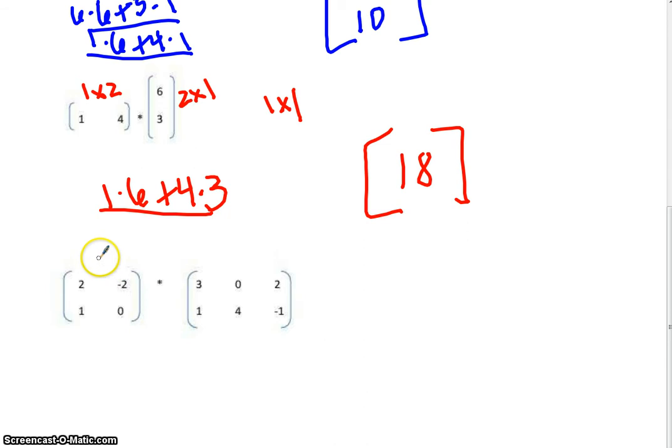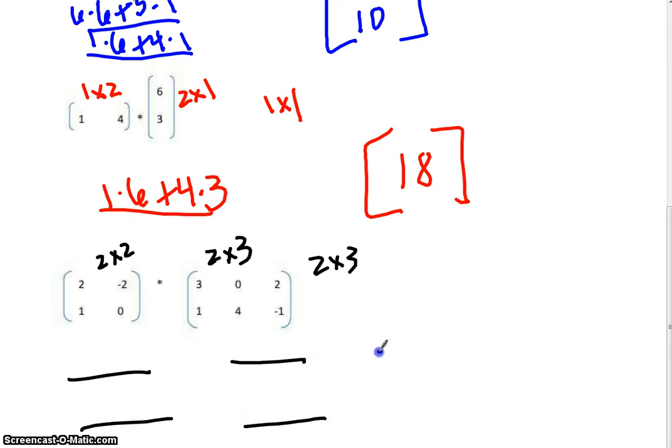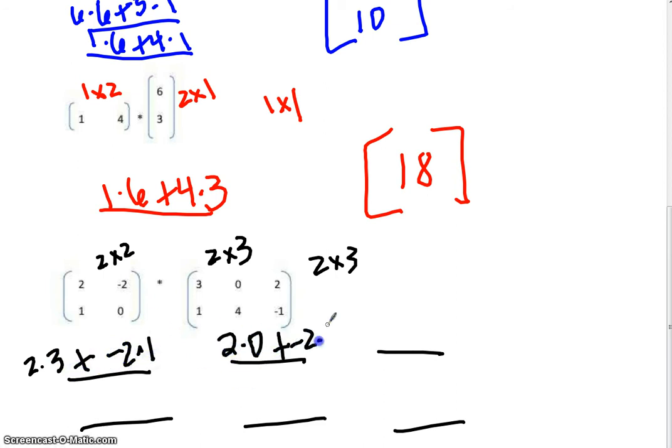Last one on this page, you have a 2 by 2. You have a 2 by 3. Yes, you can do it. Your answer will be a 2 by 3. 2 rows, 3 columns. So 2 times 3 plus -2 times 1. 2 times 0 plus -2 times 4. 2 times 2 plus -2 times -1.